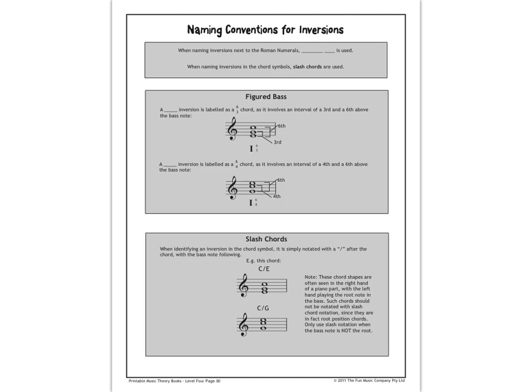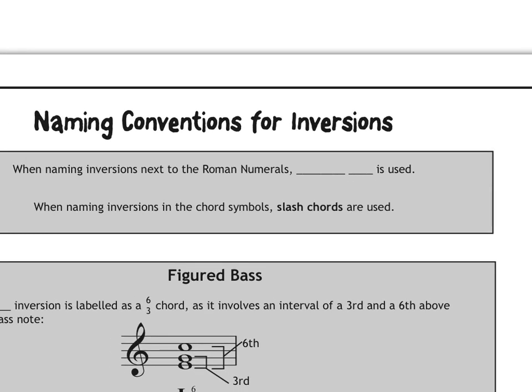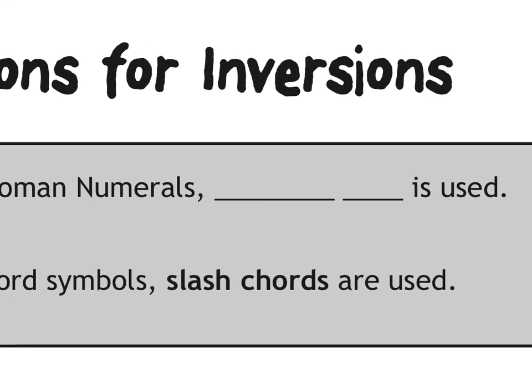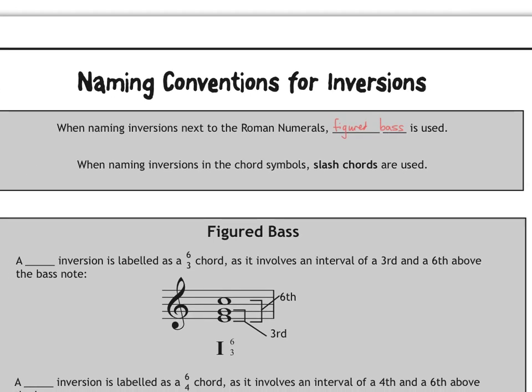Okay, when naming inversions next to the Roman numerals, we call it a figured bass notation. Okay, so up in here, the answer is figured bass. I know they don't give you a lot of room in here to spell it out. Figured, F-I-G-U-R-E-D, bass, and I'm sure you can print a lot neater than I can, which is fine. When naming inversions in chord symbols, we use slash chords.